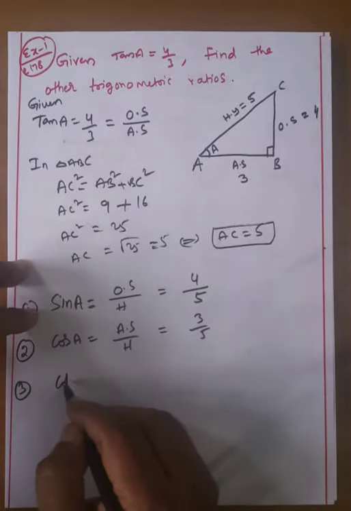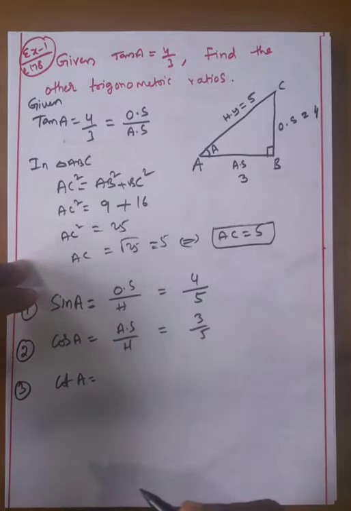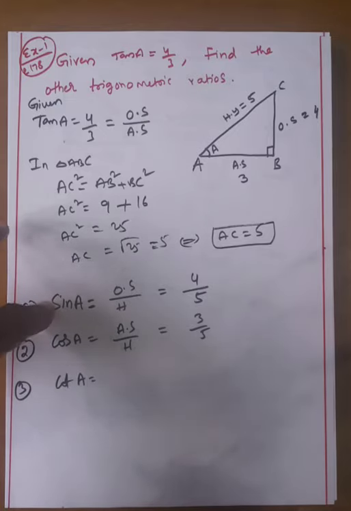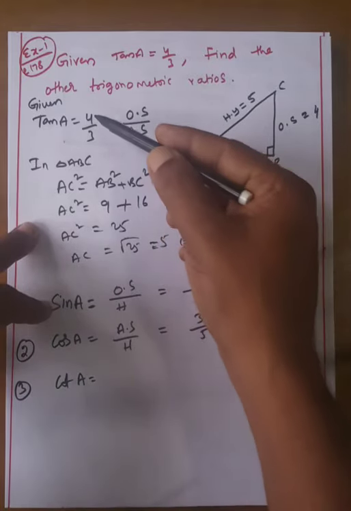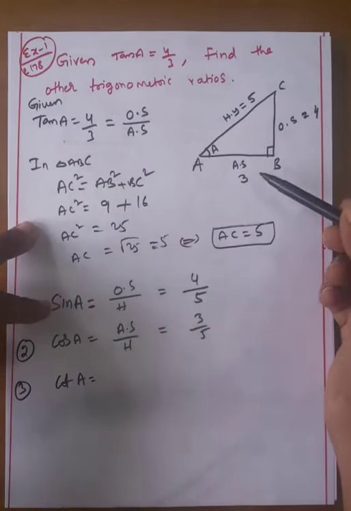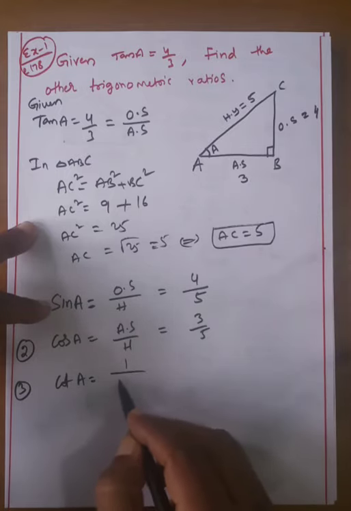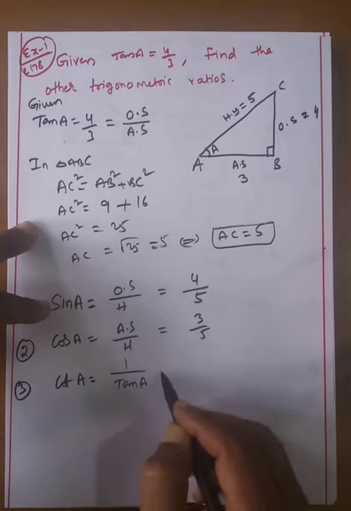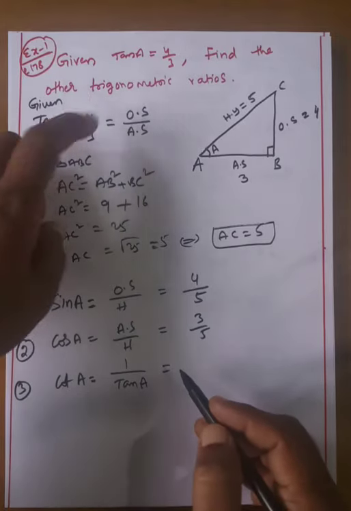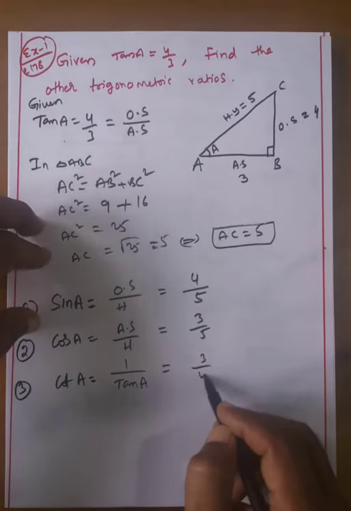Next, tan A is already given. Cot A. Cot A means the reciprocal of tan. Directly write the reciprocal of tan, 1 by tan A. Or what is the formula? Adjacent side by opposite side. You know the formula, that's why I am telling you. Cot A is equal to 1 by tan A. Tan A is 4 by 3, so 1 by tan A means 3 by 4.